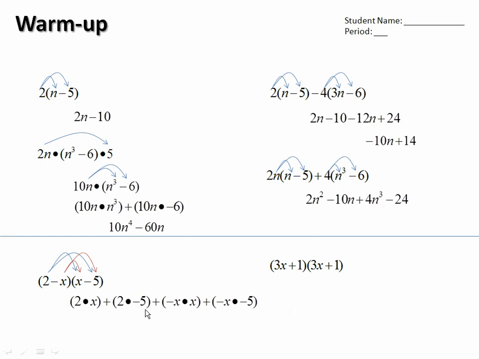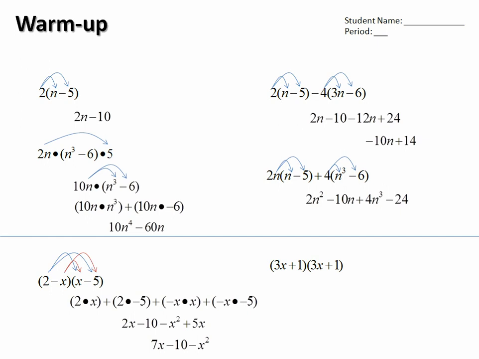Now I can simply simplify each one of these monomials, and then I can combine my like terms, remembering that we can order by power if we want to clean it up at the very end. So you try this one, press pause and try it.